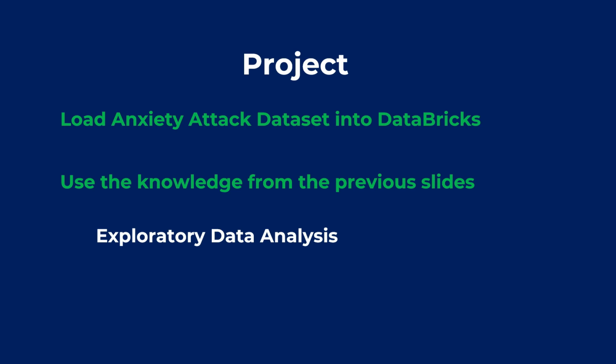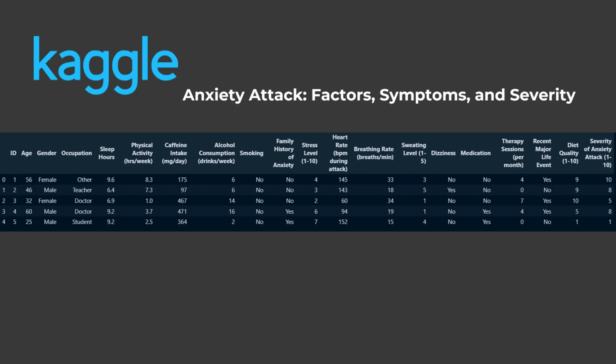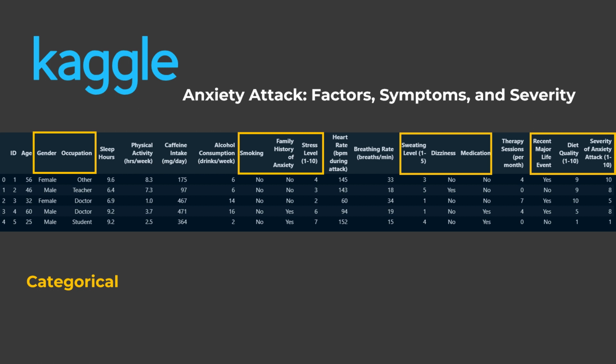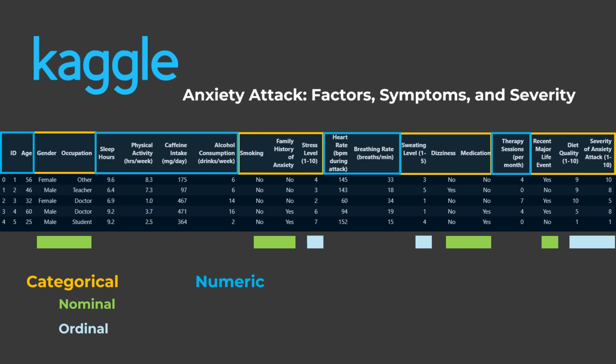Let's do a project now in which we will load the anxiety attack dataset into Databricks Community Edition. The dataset is a CSV file which is already downloaded from Kaggle to my local machine. We will use the knowledge gained from the previous slides and perform some operations to explore this dataset. This Kaggle dataset has a good mix of categorical and numeric columns. There are also other videos on EDA on my channel. You can refer to these videos if interested in knowing more about EDA.